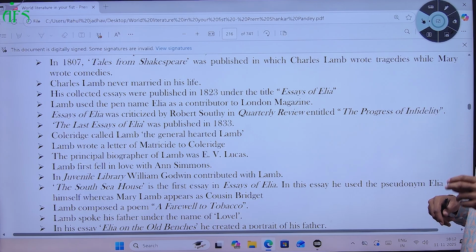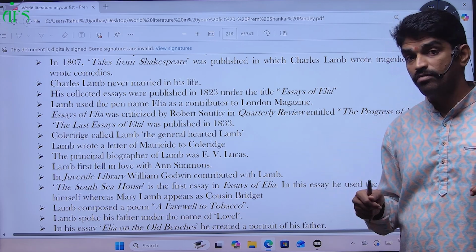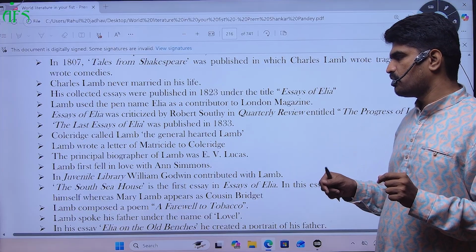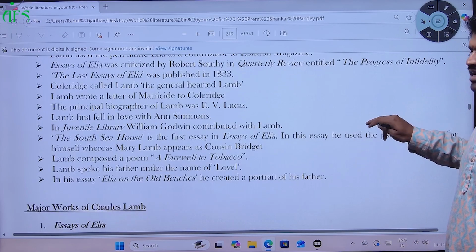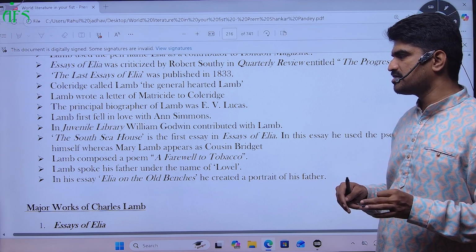Coleridge called Lamb the gentle-hearted Lamb. Exactly, the gentle-hearted Lamb was a title given to Lamb by whom? It was by S.T. Coleridge. He wrote a letter to Coleridge, and the principal biographer of Lamb was E.V. Lucas. Lamb first fell in love with Anne Simmons, right?